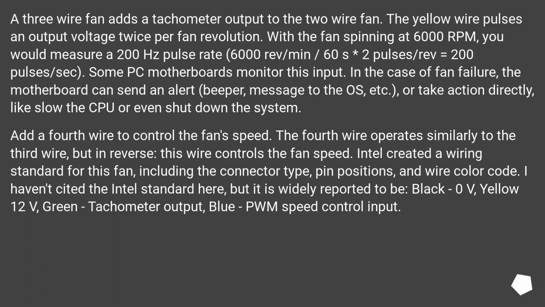Add a 4th wire to control the fan's speed. The 4th wire operates similarly to the 3rd wire, but in reverse. This wire controls the fan speed. Intel created a wiring standard for this fan, including the connector type, pin positions, and wire color code. I haven't cited the Intel standard here, but it is widely reported to be black 0V, yellow 12V, green tachometer output, blue PWM speed control input.